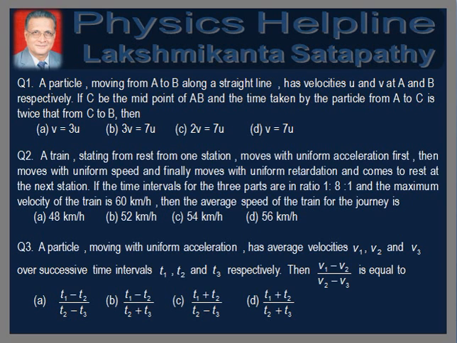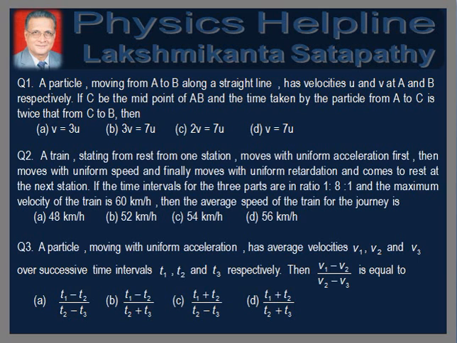Question 1. A particle moving from A to B along a straight line has velocities u and v at A and B respectively. If C be the midpoint of AB and the time taken by the particle from A to C is twice that from C to B, then the options are: v is equal to 3u, 3v is equal to 7u, 2v is equal to 7u, and v is equal to 7u.